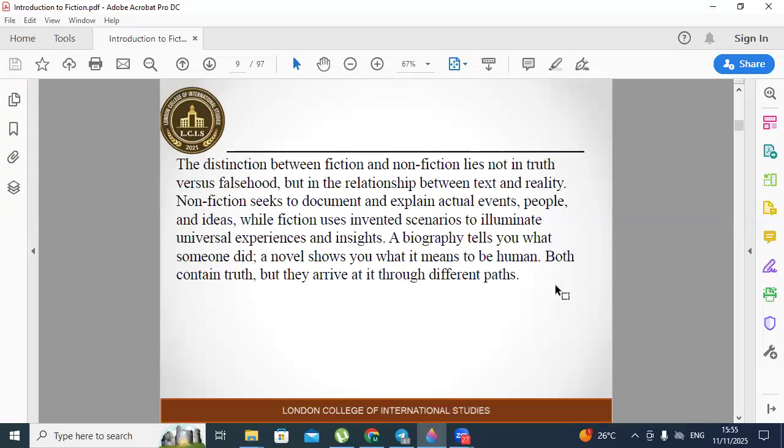Historical nonfiction might tell you about World War II's events. A novel like All Quiet on the Western Front shows you what war feels like. Psychologically, both are valuable, both offer truth. The paths differ, not the destination.